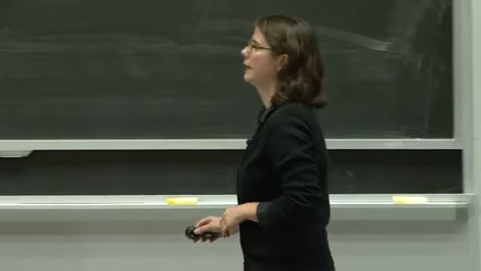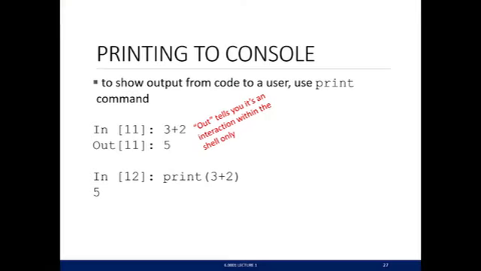So that's basically what it says. So out just tells you it's an interaction within the shell only. It's not interacting with anyone else. And if you don't have any out, that means it got printed out to the console.